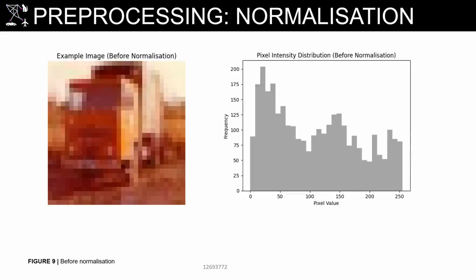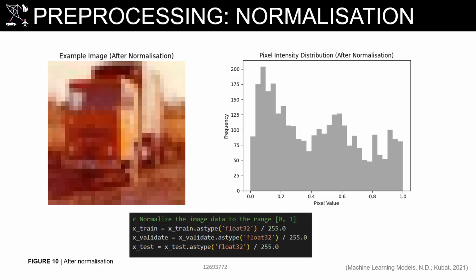Figure 9 shows that the 100th image in the training set is a truck. This is its red channel. Prior to normalization, it has a range of 0 to 255. After normalization, Figure 10 shows everything remains the same, except peak intensity is now 1. To stay similar, all three, train, validate, and test, need to be normalized. Kubat, 2021. Normalizing features to one scale helps algorithms converge faster, prevents feature dominance, and simplifies comparisons. Machine learning models, ND.